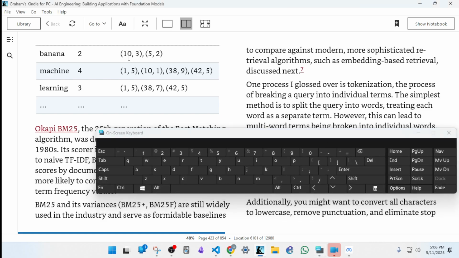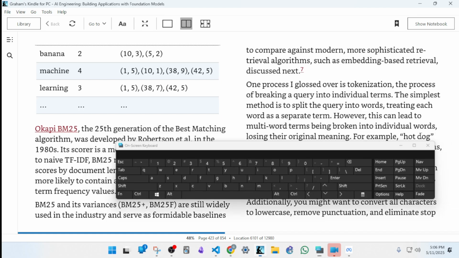We can see we've got 2 sets of parentheses for banana because there were 2 documents containing it. We've got the document index and the term frequency. The first number is which document it appeared in: document number 10. In that document, how many times did it appear? 3 times. What's the second document it appeared in? Document number 5. How many times in that document? Twice. So on and so forth for all the other rows in the table.